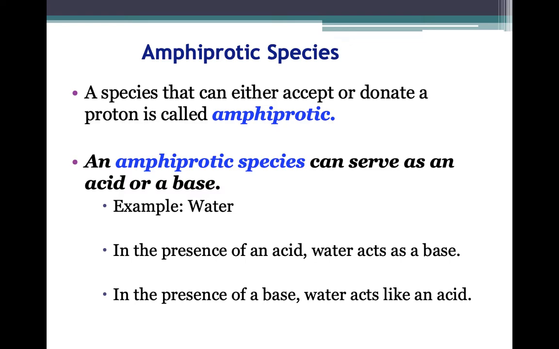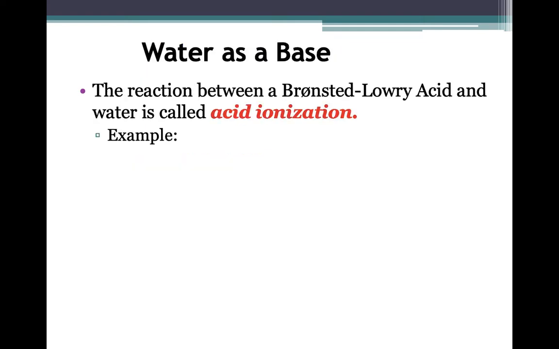It can either accept a hydrogen ion, and that means it would act as a base, or it can donate a hydrogen ion and then will act as an acid. Water is one example of this, where it can act as either an acid or a base. Try and write those two equations for yourself on these slides. If you have trouble with it, let me know and I can do another video and just show you real quick how to do that. One would be where water acts as a base, and one would be where water acts as an acid.